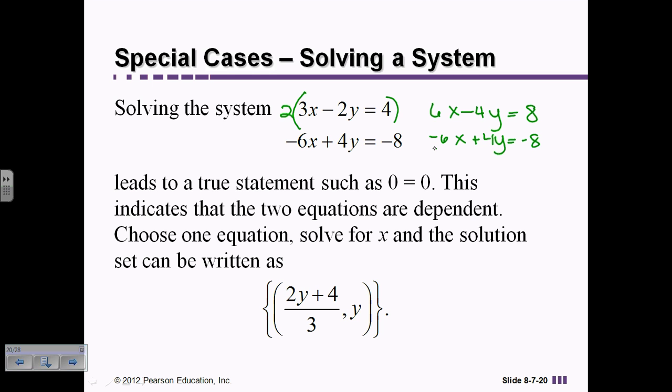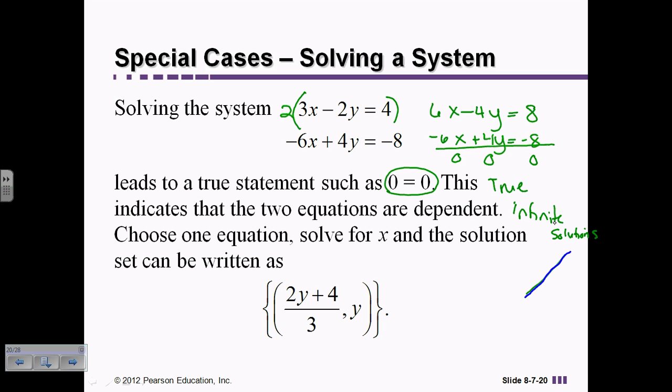And you'll notice this time, again, if I add the two equations together, 6 plus negative 6 is 0, negative 4 plus 4 is 0, and 8 and negative 8 is 0, I end up with 0 equals 0, which is a true statement. So since it is true, then that means that there is an infinite number of solutions. Remember what infinite means is that I have two different lines that are basically on top of each other, and so it's the same equation written twice. So there's an infinite number of solutions.